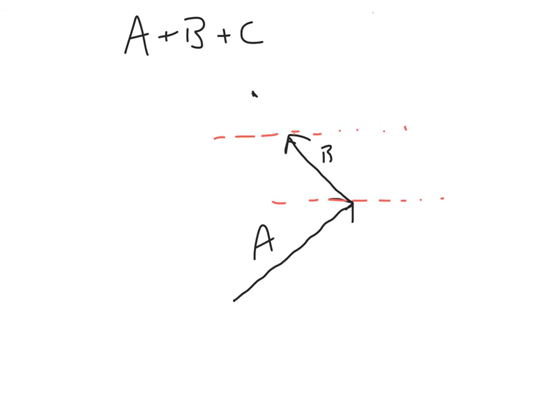And then you're going to draw in vector C. It goes directly east from B. So A plus B plus C is what this would look like. Our final answer would be the resultant. So A plus B plus C equals R. The resultant goes from the tail of your first vector to the tip of your last vector.